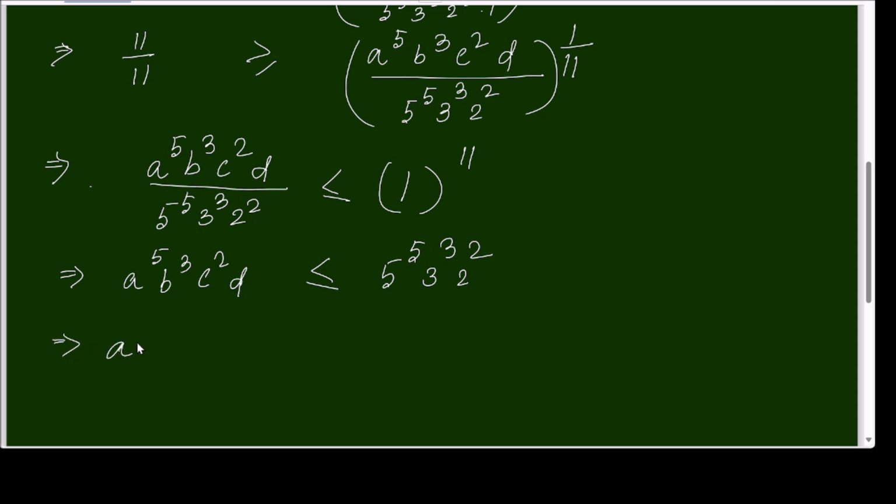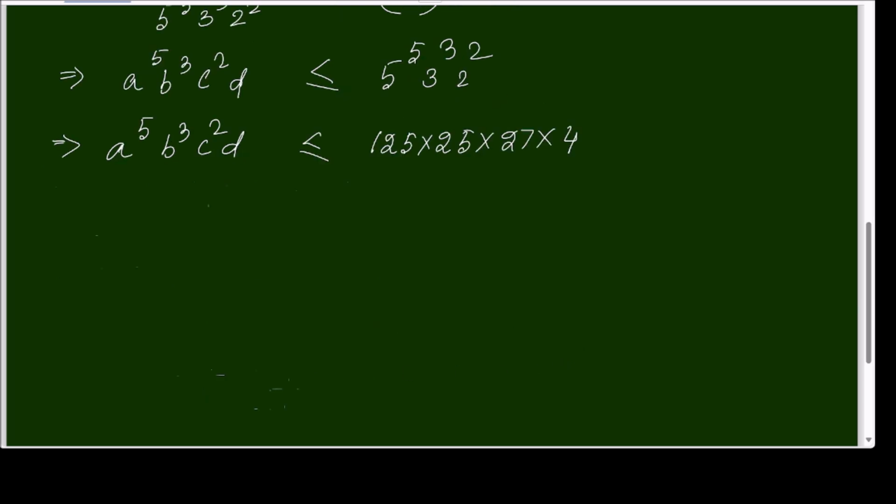So we are getting the maximum value of A power 5, B power 3, C power 2 and D is less than or equal to 3125 multiplied by 27 multiplied by 4. So it will multiply. This gives the value: A power 5, B power 3, C power 2, D is less than or equal to 337500.